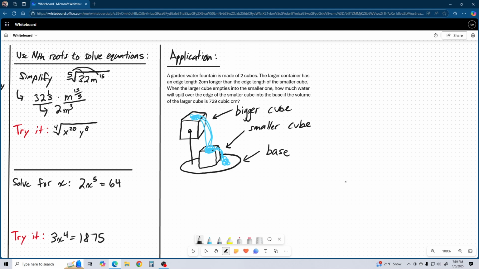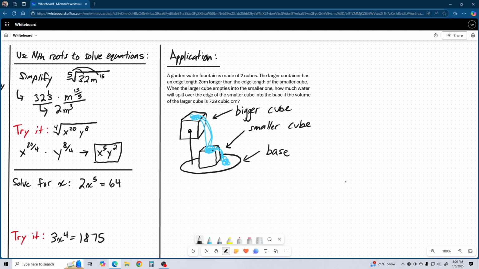All right, so let's go ahead and do it. Here we have the 4th root of x to the 20th and the 4th root of y to the 8th. So we're going to rewrite these in rational form. So this is x to the 20 over 4 times y to the 8 over 4. Now, x to the 20 over 4 is the same as x to the 5th, and y to the 8 over 4 is the same as y squared. So this is our final answer.